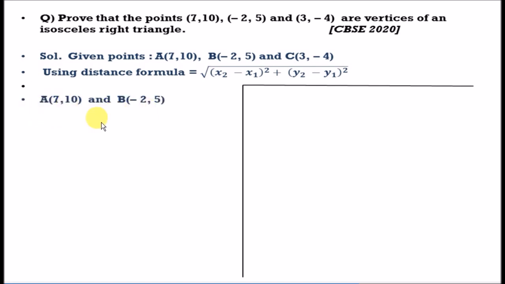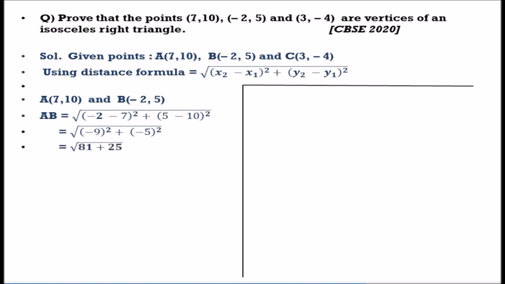A is (7, 10), B is (-2, 5). So AB will be second point minus first point: (-2 minus 7) whole square plus (5 minus 10) whole square. Minus 2 minus 7 gives minus 9, so minus 9 whole square, plus 5 minus 10 is minus 5, so minus 5 square. Minus into minus is plus, 9 9s are 81, and 5 5s are 25. So we have got root over 81 plus 25. So AB is root 106 units.